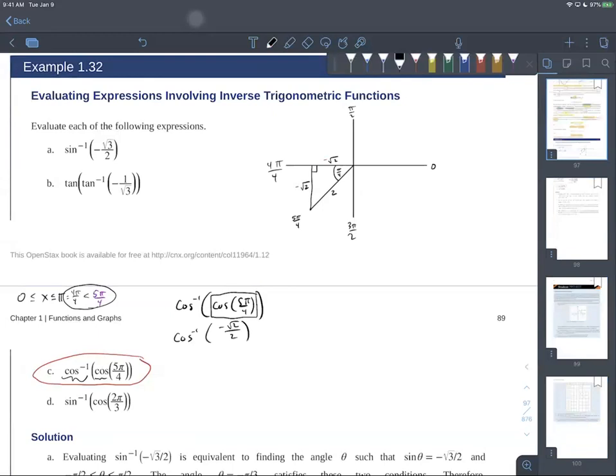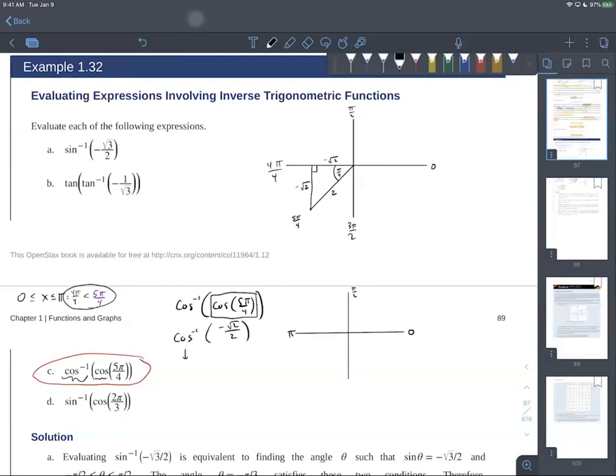Now, what is the cosine inverse of negative square root of 2 over 2? Well, this is what we just learned in this section. How do we evaluate cosine inverse, inverse trigonometric functions? Well, remember that the range of cosine inverse is from 0 to pi. It is very important that we know the range of these inverse functions.